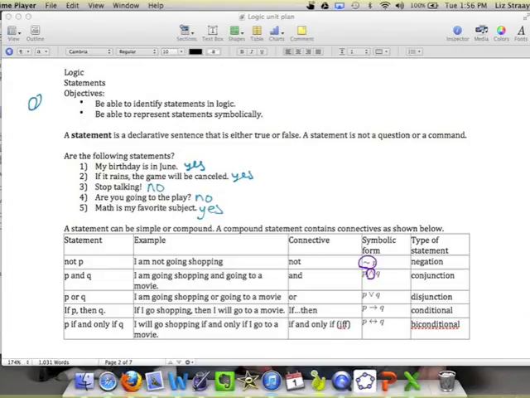I am going shopping or going to a movie. So when we use the word or in logic, it could mean one or the other or both. Okay, the word or allows for both to happen as well. So going shopping or going to the movie, I could go shopping, I could go to the movie, or I could do both. Those are all okay. If shopping was P and movie is Q, we use or as meaning the upside down of P, so like a V. And that means or in logic. That's called a disjunction.